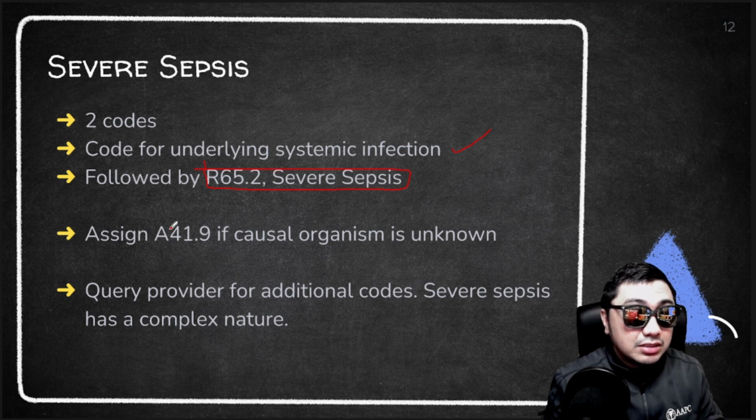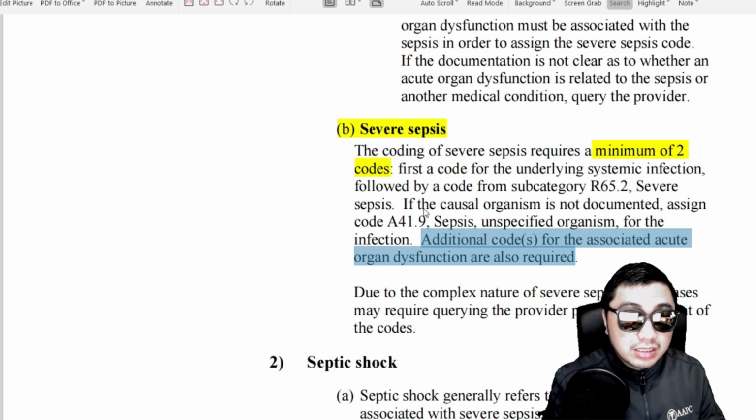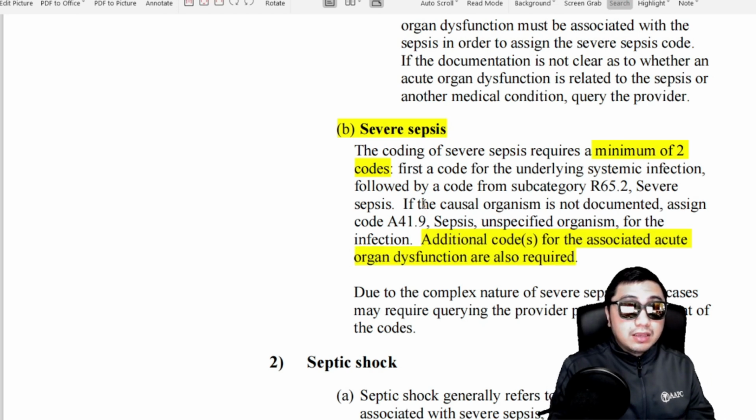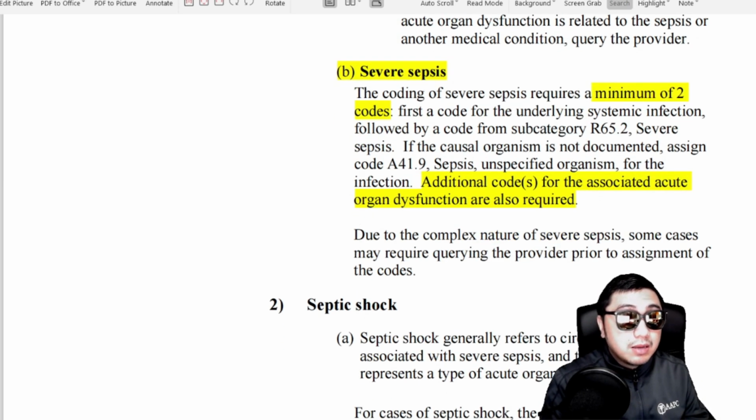If the causal organism is unknown, assign A41.9 as your primary diagnosis. Okay, so that's going to be it. If there's any associated acute organ dysfunction, let's say kidney failure, liver failure, you will be coding those as additional. Okay, but always remember, you might want to query the provider, or ask the provider for certain cases that you're getting confused with. For example, the associated organ dysfunction, is it due to severe sepsis or not?